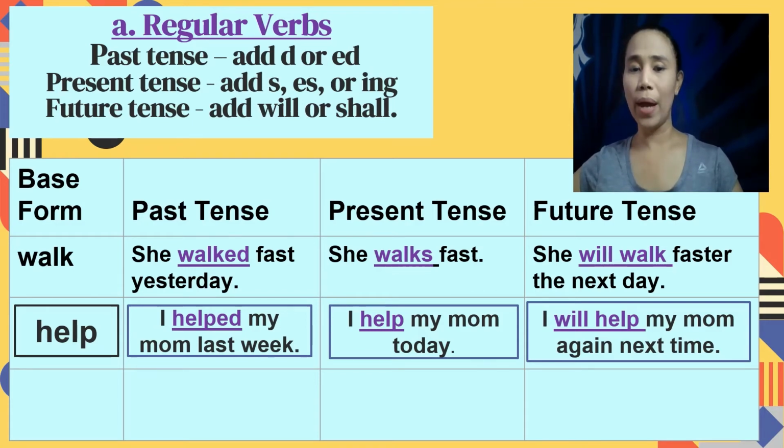However, when you have another subject instead of I in the present tense, you can just add s, okay? Example, she helps my mom today, okay?